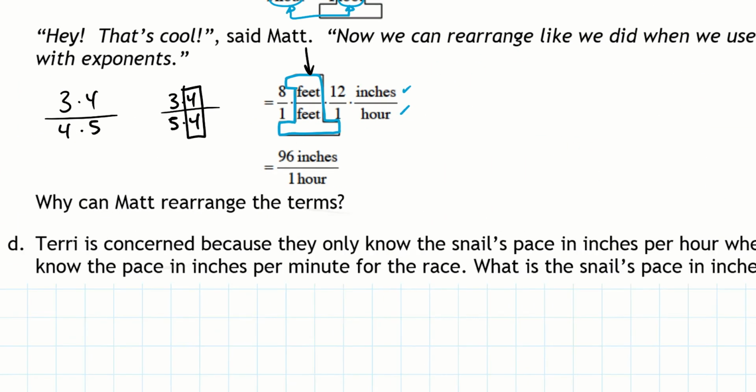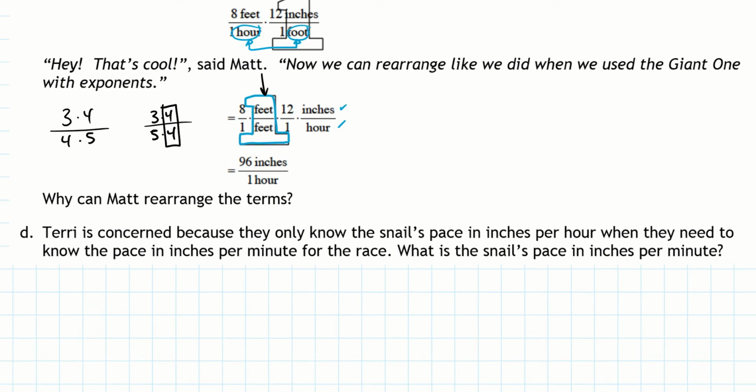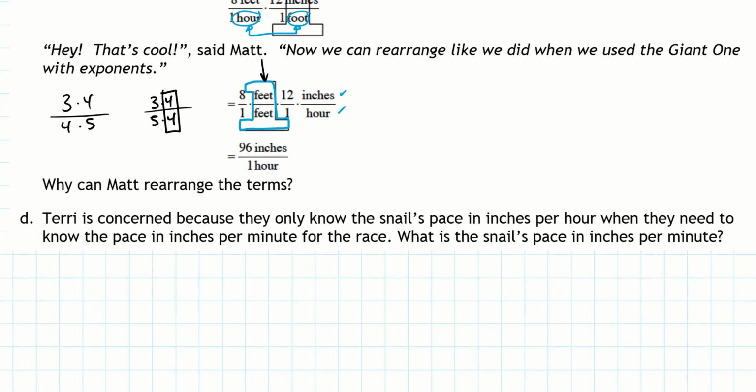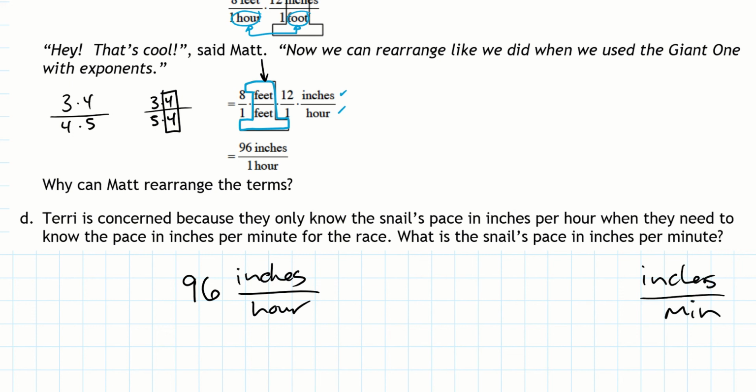Okay, Terry is concerned. That's nice. It's nice to have friends who show concern. Why is she concerned? She's concerned because they only know the snail's pace in inches per hour. In fact, if you think about it, they've got this down to 96 inches per hour, right? But they would like to know the pace in inches per minute. So what's the snail's pace in inches per minute?